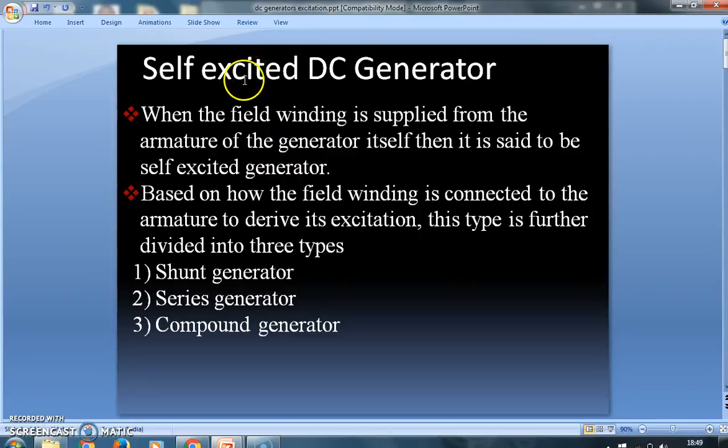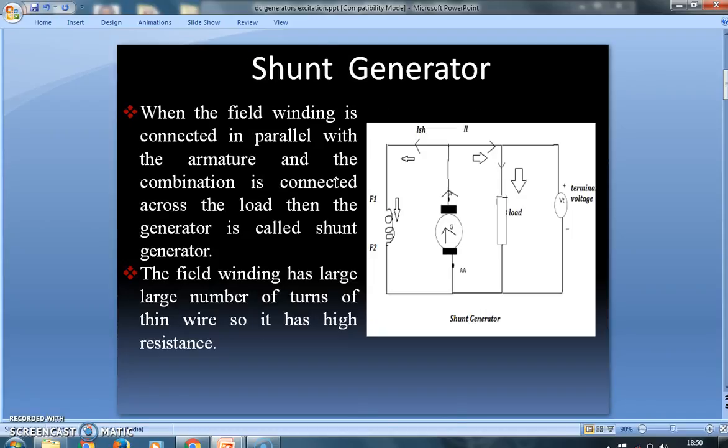Now I am going to discuss the self-excited DC generator. When the field winding is supplied from the armature of the generator itself, it is called a self-excited generator. Based on how the field winding is connected to the armature to derive its excitation, this type is further divided into three types: one is the shunt generator, the second is the series generator, and the third is the compound generator.